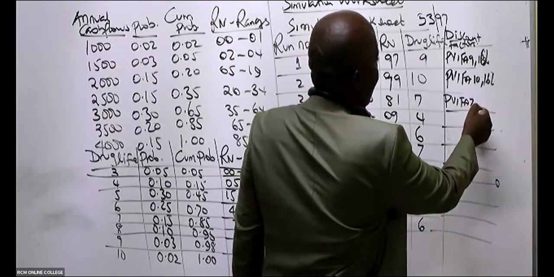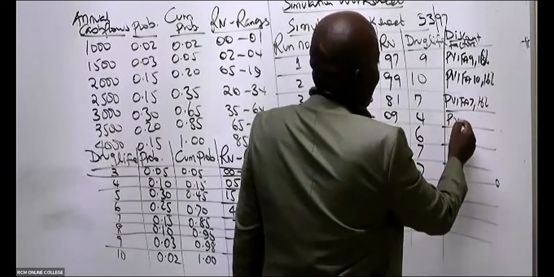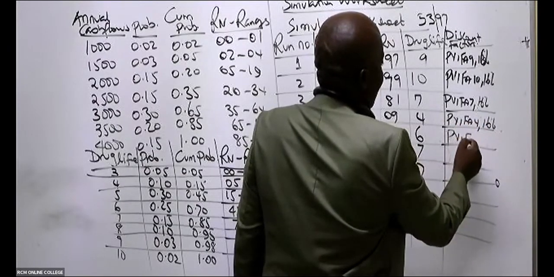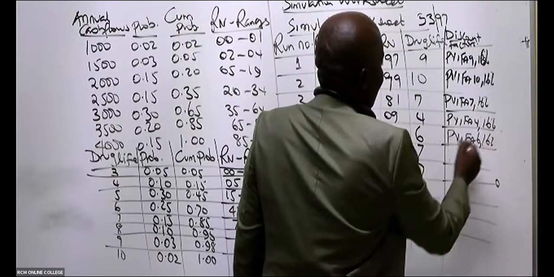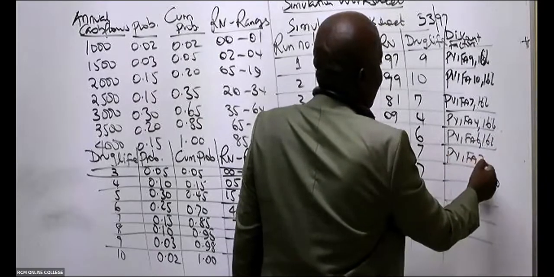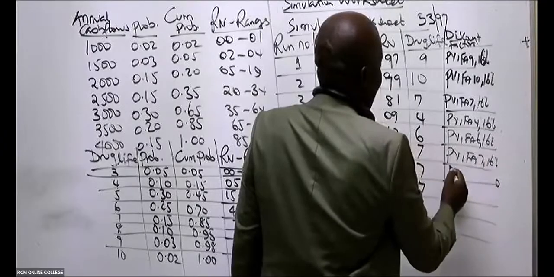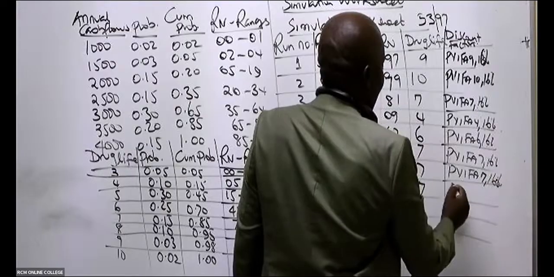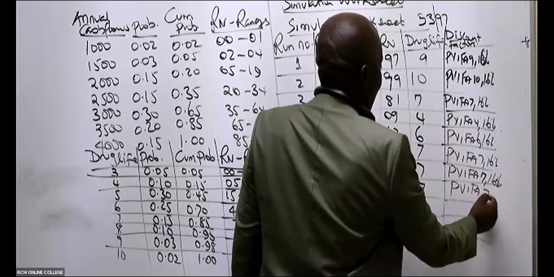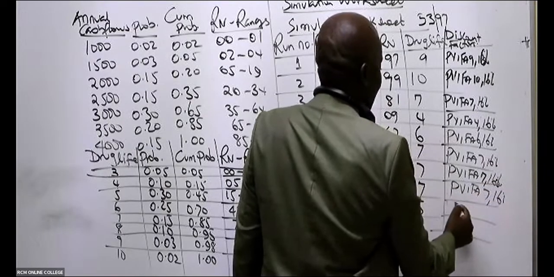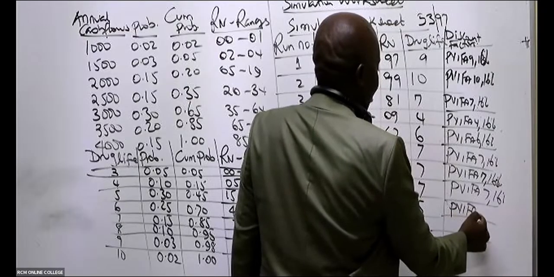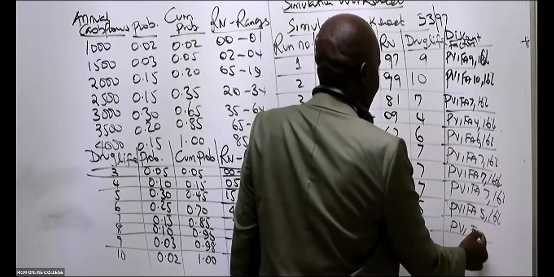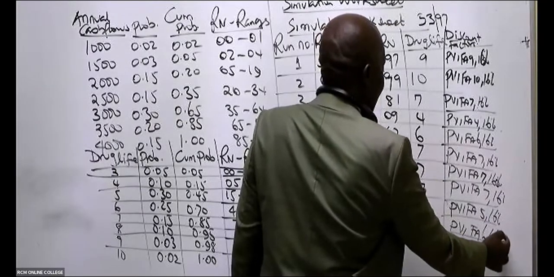Yeah, 7, 16% is common. PVFA 4, 16%. PVFA 6, 16%. PVFA 7, 16%. PVFA 7, 16%. PVFA 7, 16%. PVFA 5, 16%. PVFA 6, 16%.